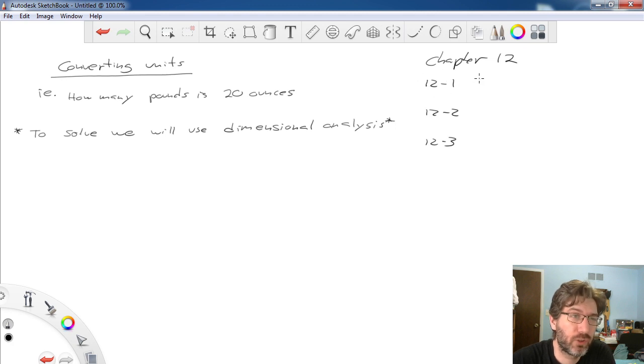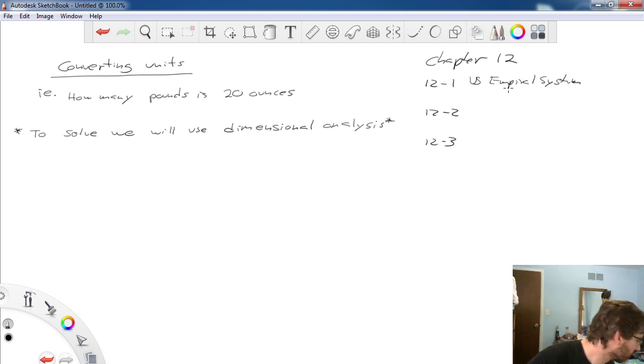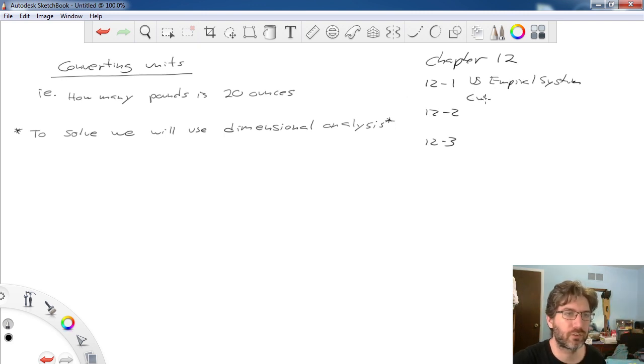12-1 is using the U.S. imperial system, which we also call our customary system. Is that what they called it? Yeah, these are also customary units.